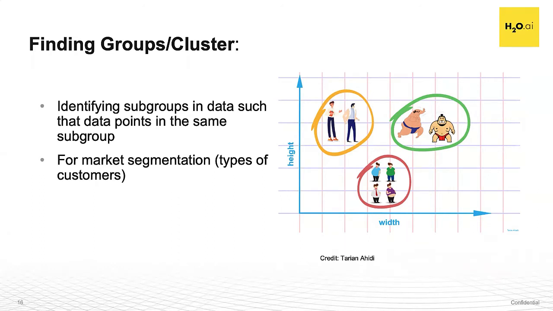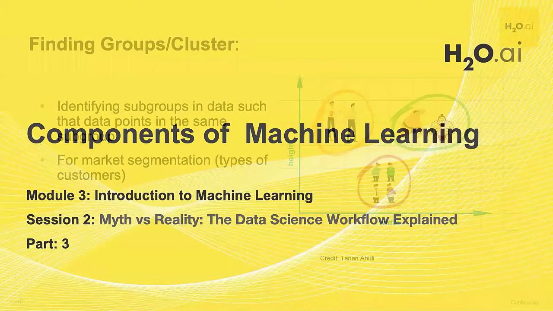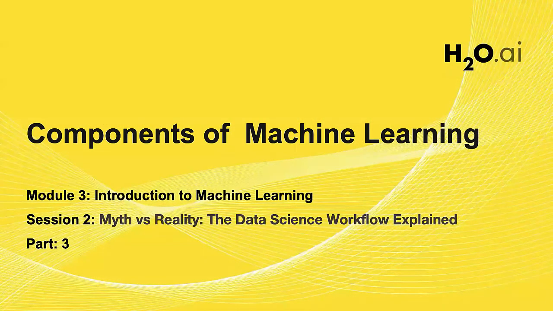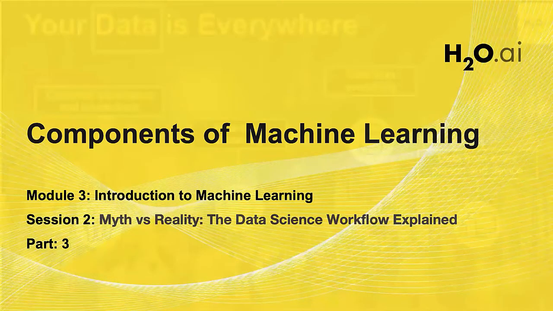So now we have an idea as to what kind of problems we can employ machine learning. And with this, let's get on to the third part, that's the components of machine learning. So there are three very important components of any machine learning problem that you would encounter. The first one is data.